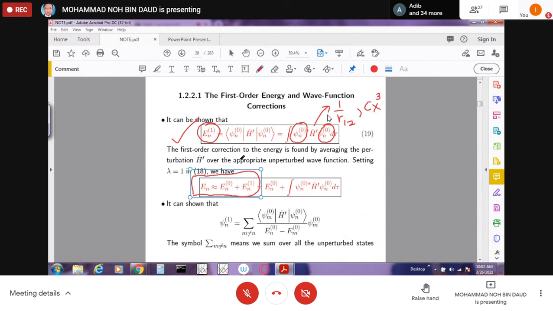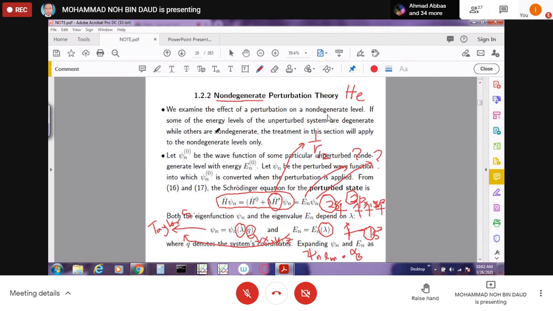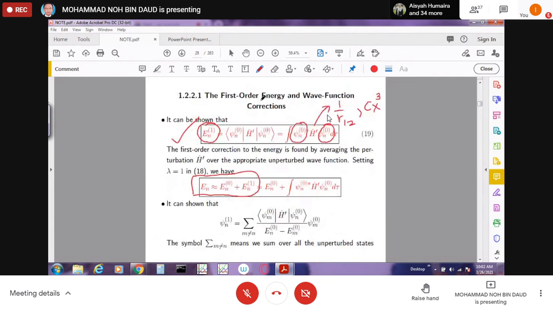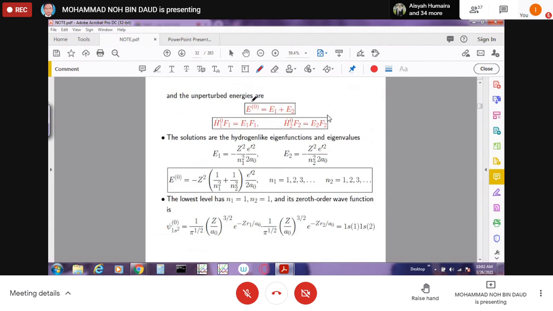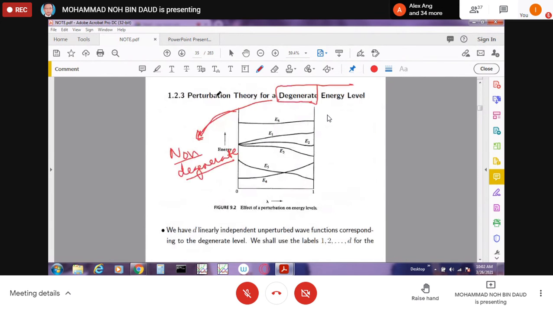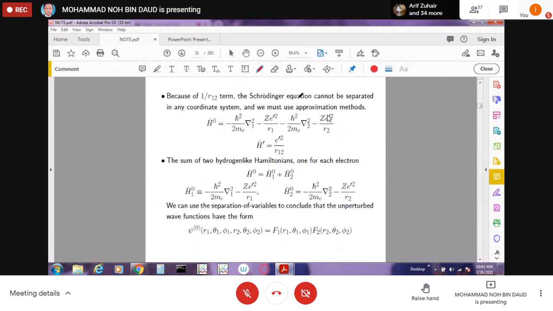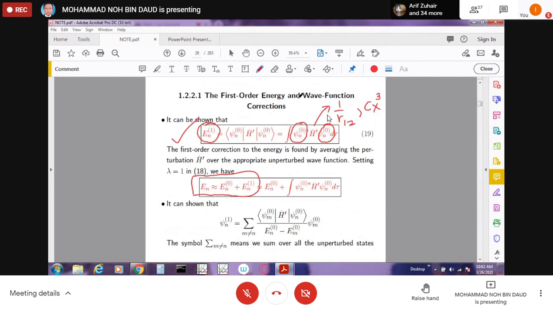Okay, this is for the non-degenerate perturbation theory. Using the degenerate perturbation theory, you can prove this formula. You can get back this formula from the degenerate perturbation theory. This E is the approximate energy.